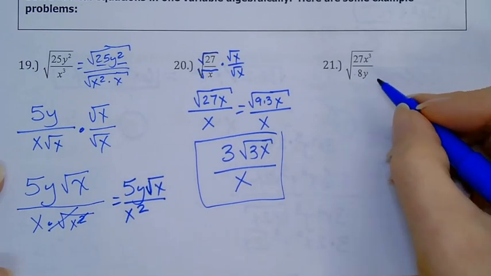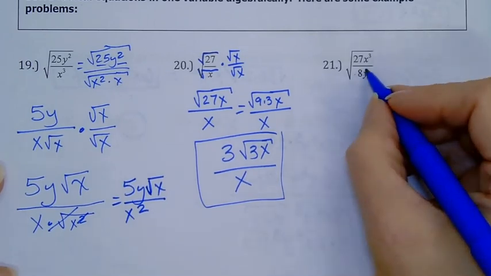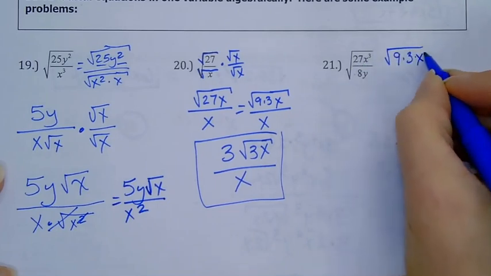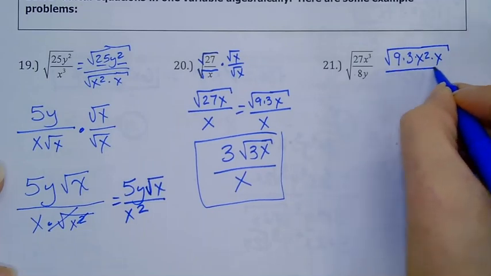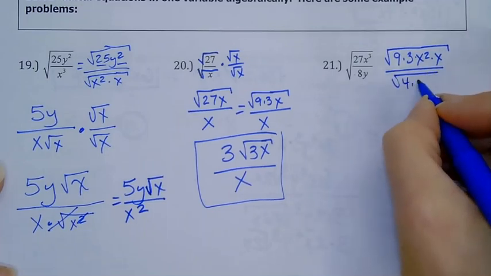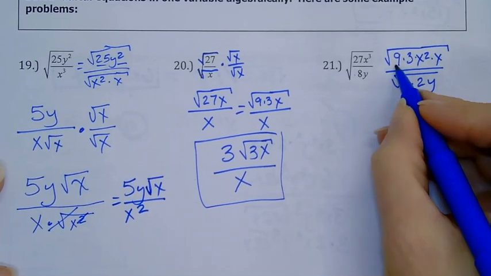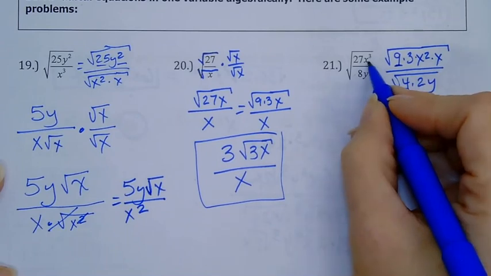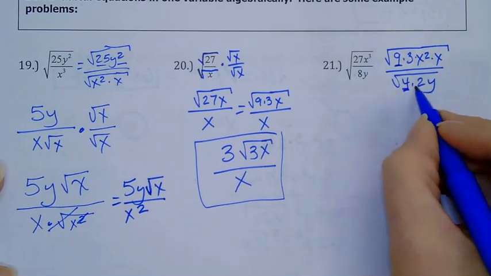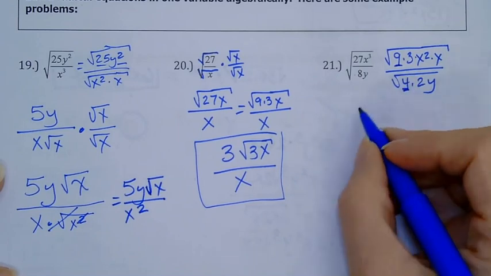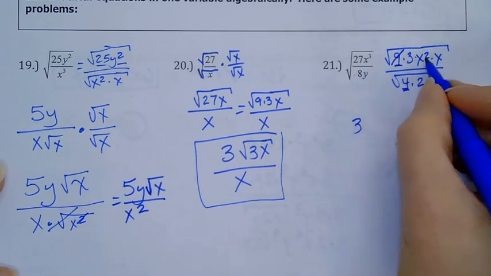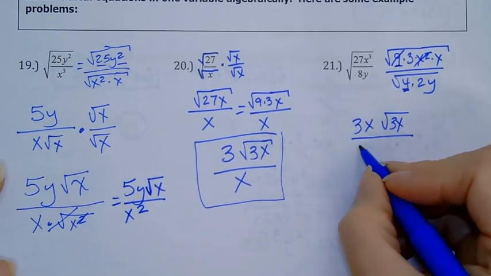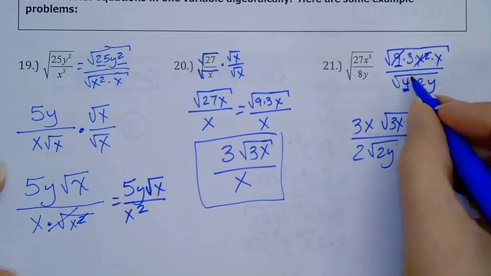And here, I'm going to take the square root of, I'm going to make that look like 9 times 3 times x squared times x, and I'm going to put it all over the square root of 4 times 2 times y. Okay, I pulled out perfect squares is all I did. 9 times 3 is 27, and x squared times x is x cubed. And then in the denominator, 4 times 2 is 8. So when I pull the perfect squares out, I'm going to have 3 times x times the square root of 3x all over 2 times the square root of 2y, right?